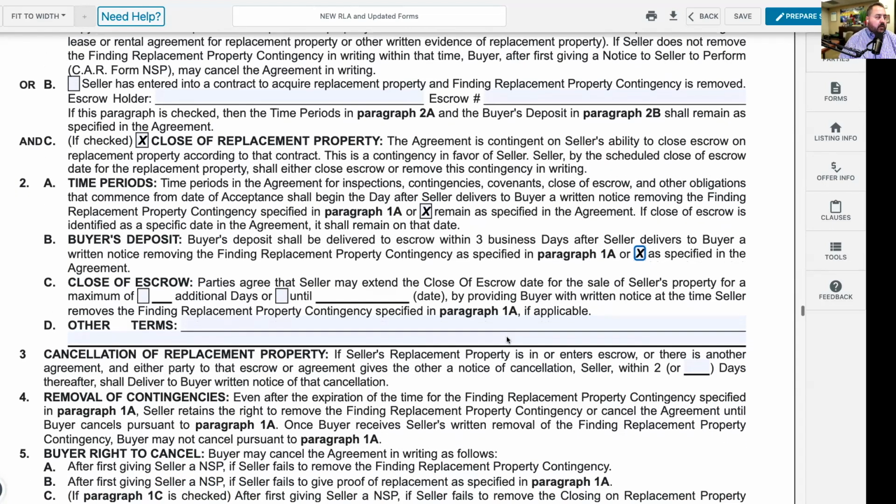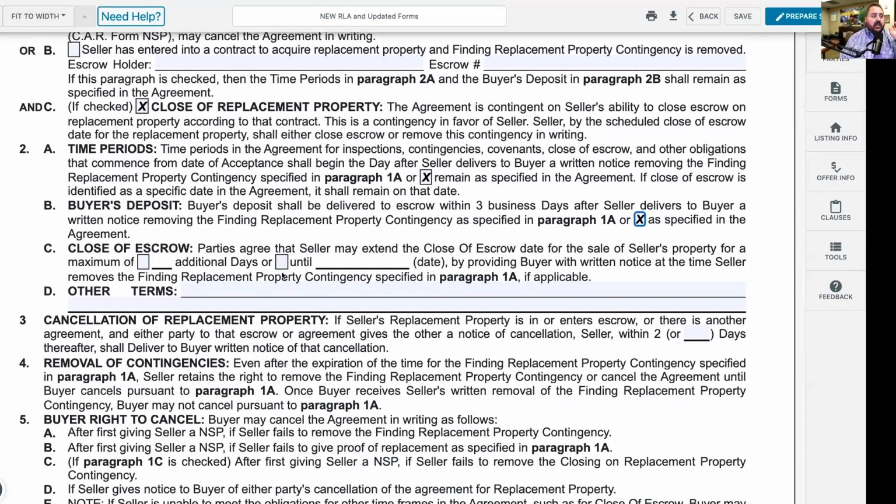Okay. Close of escrow. This is one that you have to make sure you fill out properly. Parties agree that seller may extend the close of escrow date for the sale of seller's property by a maximum of, I would say at a minimum, you're going to put 30 days in here. And you have to send the written notice. You have to send the extension at the same time that you give written notice of removing the seller's finding replacement property contingency. Then the escrow extension automatically kicks in. The buyer can't deny it.